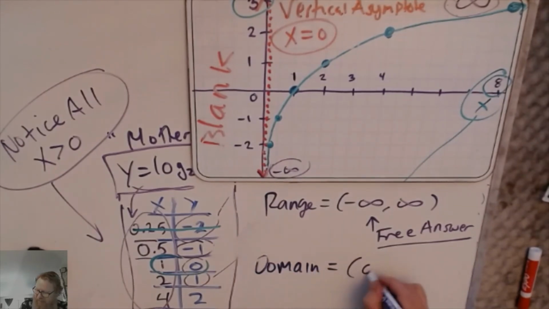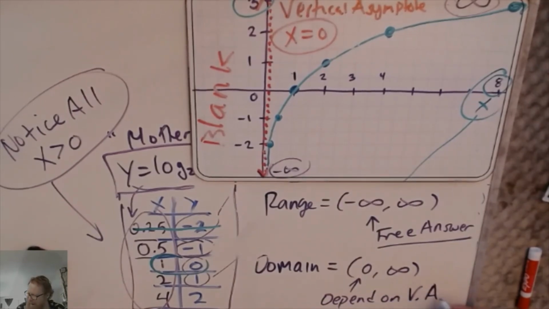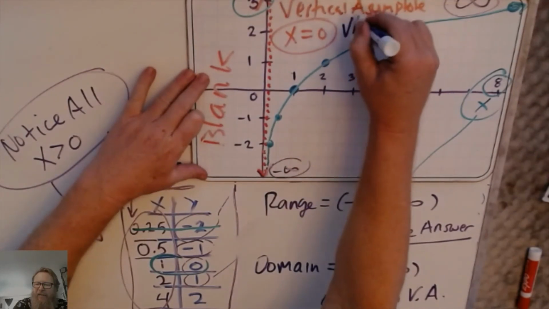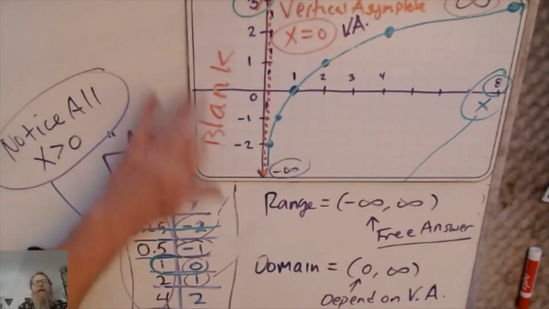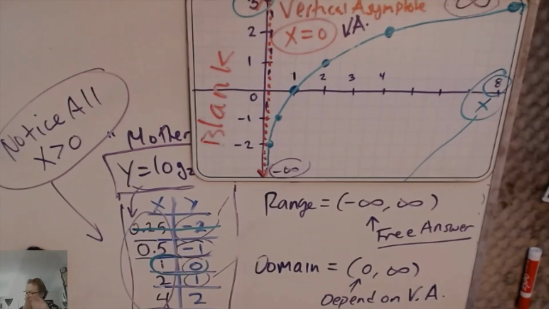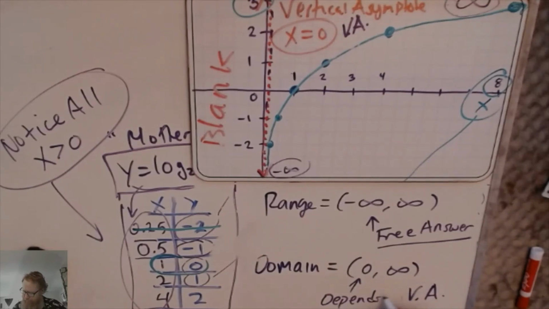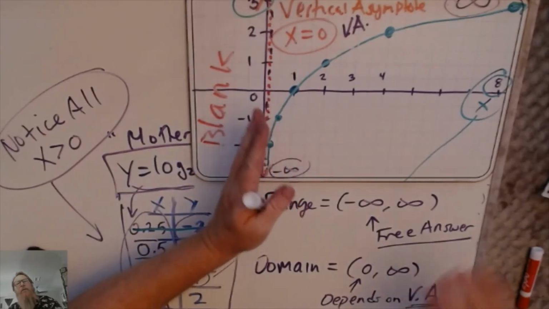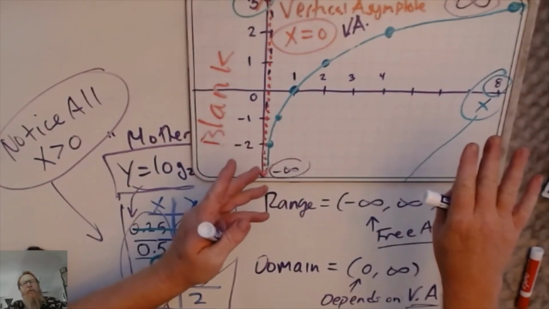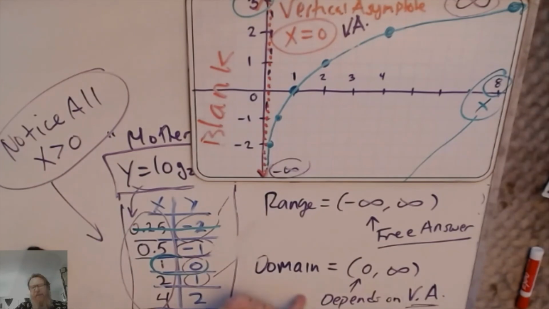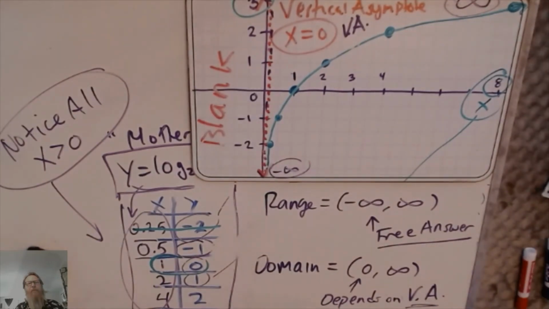The domain is not free. The domain depends on the graph. It depends on the VA. The VA is the vertical asymptote, also known as the VA. So look for the vertical asymptote, then draw your graph. Or draw your graph, look for the vertical asymptote, and then tell me what the domain is.